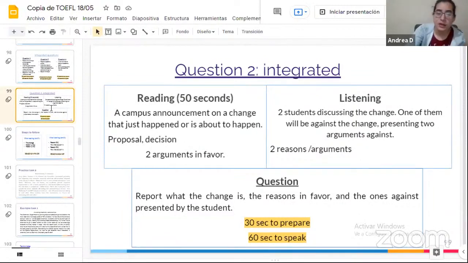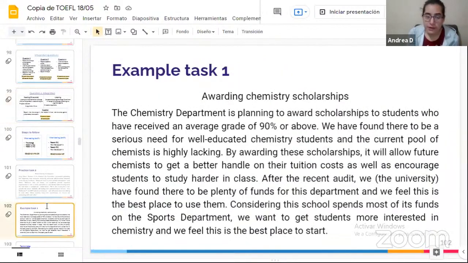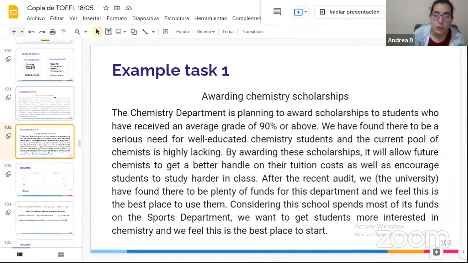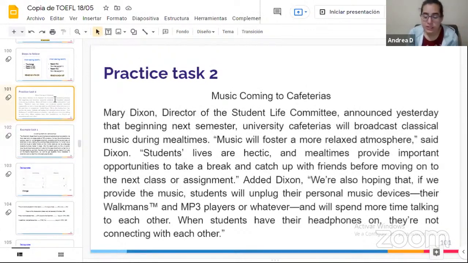Okay. So regarding the reading, let's go there for a minute. The most common type of reading that you will have is this one, where you have a change and two reasons for the change. And the most common type is where the university is announcing that change. So it's the university's idea, it's the university's plan. However, that's not the only type of reading that you could get.